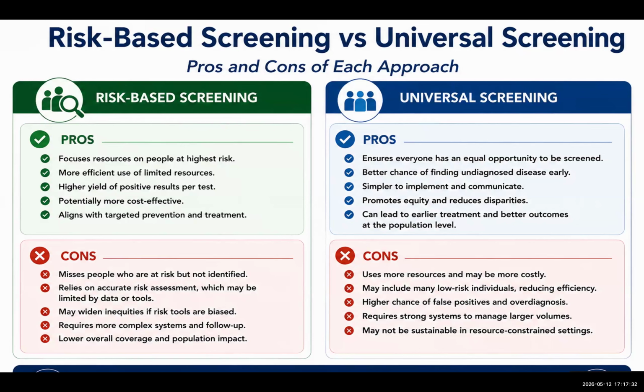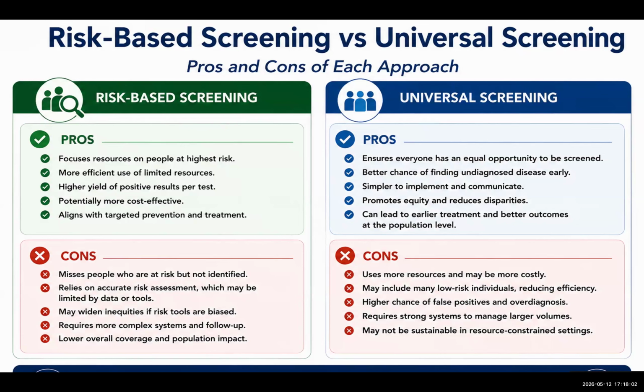With universal screening, basically everyone has an equal opportunity to be screened. Now, if you screen everyone, you have a better chance of finding undiagnosed diseases earlier, and these are usually simpler to implement and communicate. And technically, it will promote equity, reduce disparities, and lead to earlier treatment and better outcomes at a population level. But you're going to be sucking up a whole set of resources, and it's going to be very expensive.